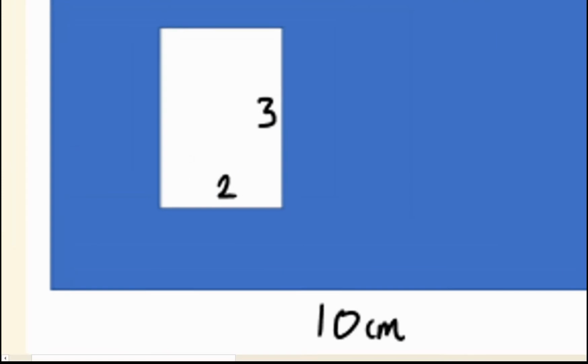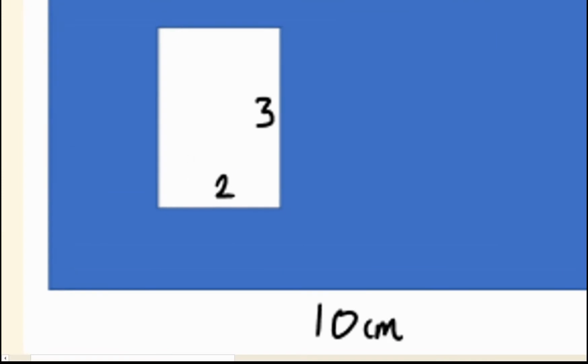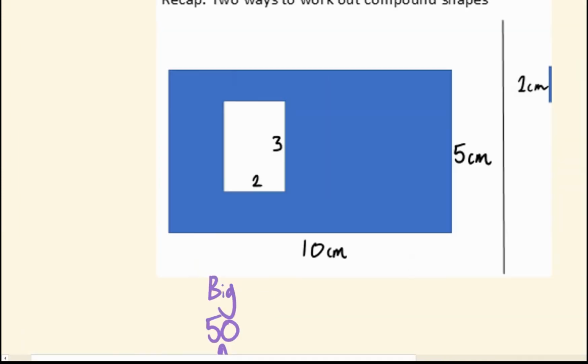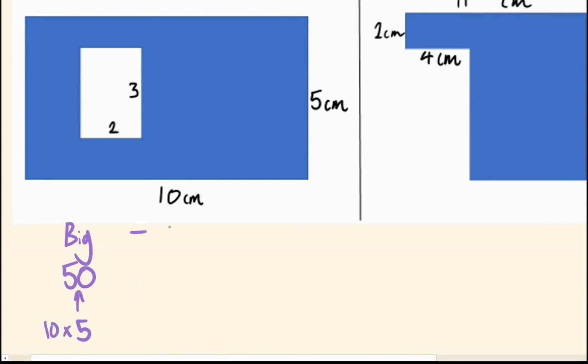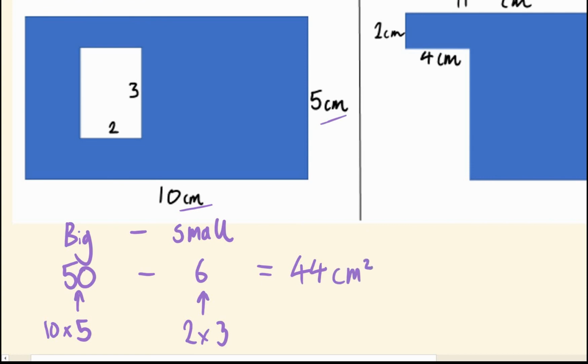So you're going to think, I've cut out some area here, so I need to take away how much area I've cut out. So we're going to do big rectangle minus small rectangle. For the small rectangle, base times height again is going to be 2 times 3, which gives us 6. And then we just do 50 take away 6. So therefore this shaded region in blue will have an area of 44. We then check our units, everything's in centimetres, so it's 44 centimetres squared.